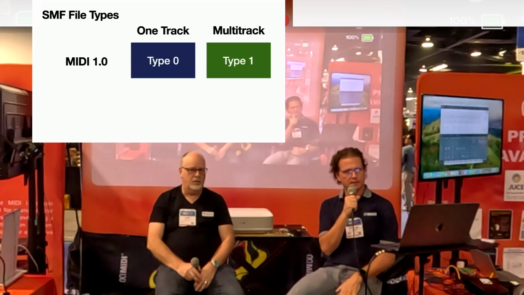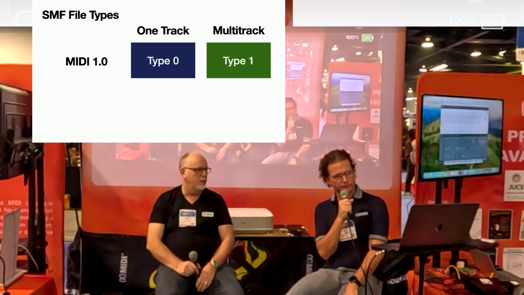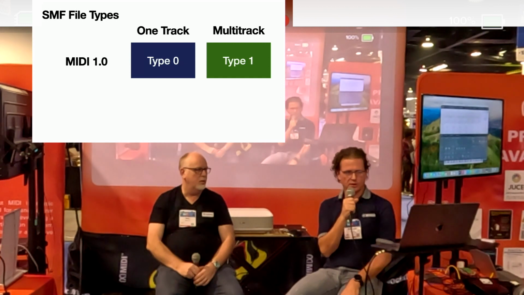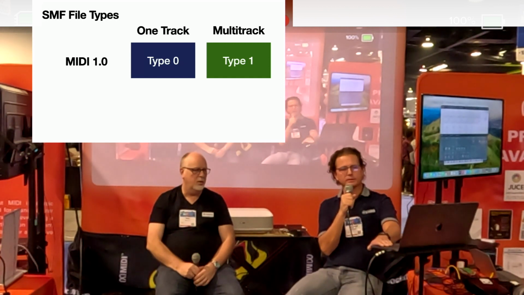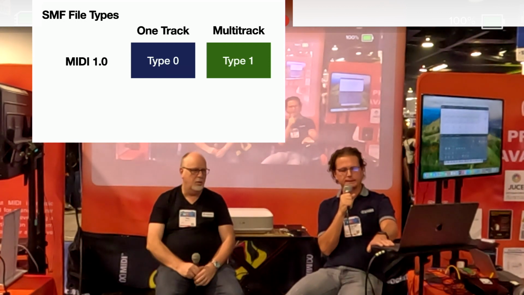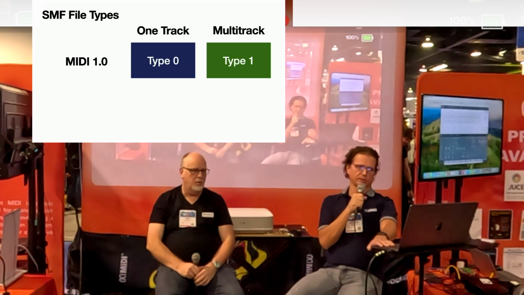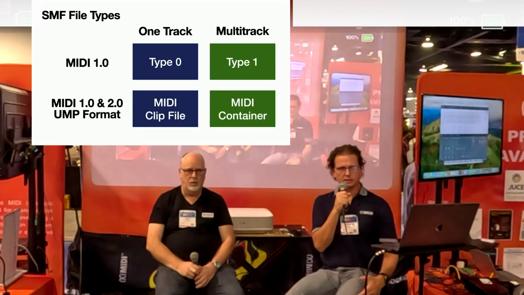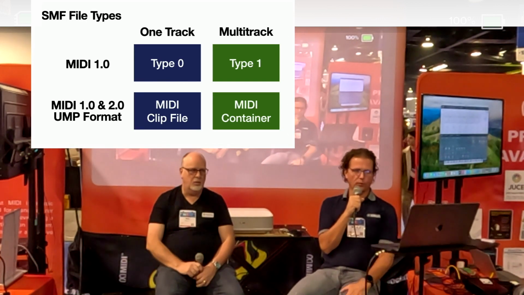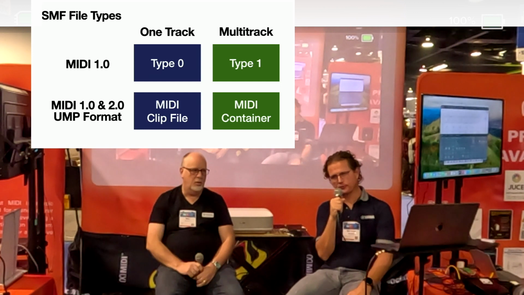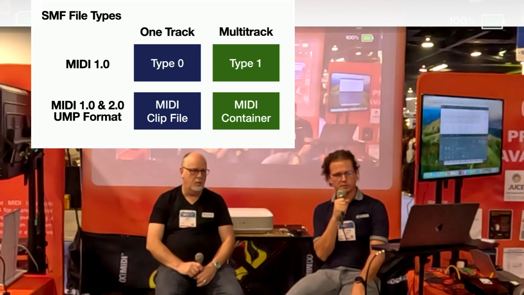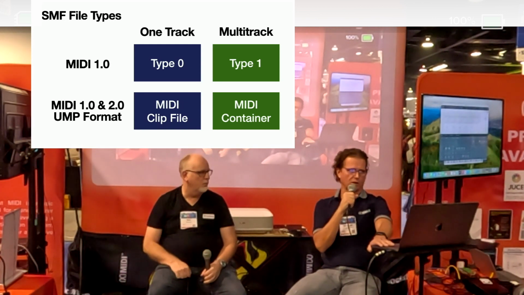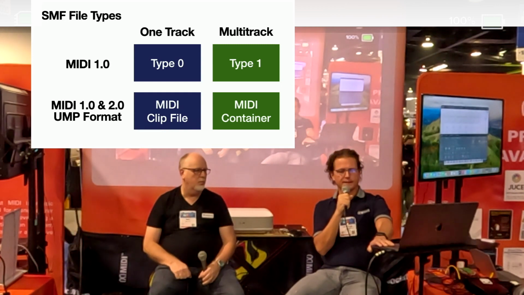In standard MIDI file for 1.0, we had type 0 files and type 1 files. Type 0 was all the data on one track, and type 1 allowed us to put data on multiple tracks. So we basically copied the concept into MIDI 2.0. Using UMP format, we can transport MIDI 1.0 and MIDI 2.0 data in one track in a MIDI clip file, which is an existing specification already. This has been published. And in a MIDI container format, which is something we have already begun work on and will continue to work on in the course of the next year or so.